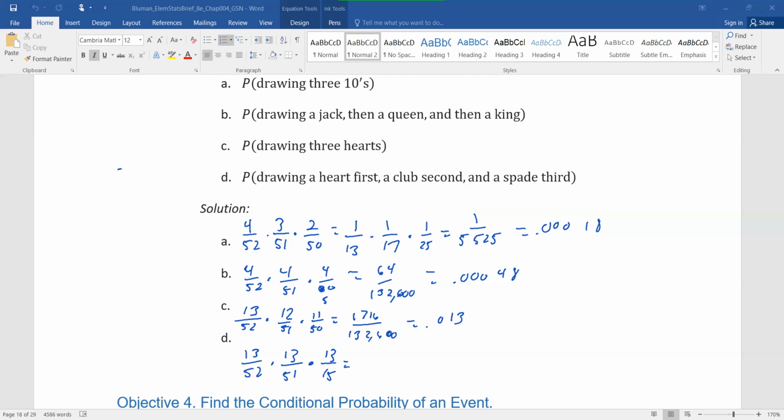Oh, like a club two. I get it. Yeah, because then that would just be 1 out of 51, because there's only one club that's two. Yeah, change suits. So 13 times 13 times 13 gives us 2,197 over 132,600.